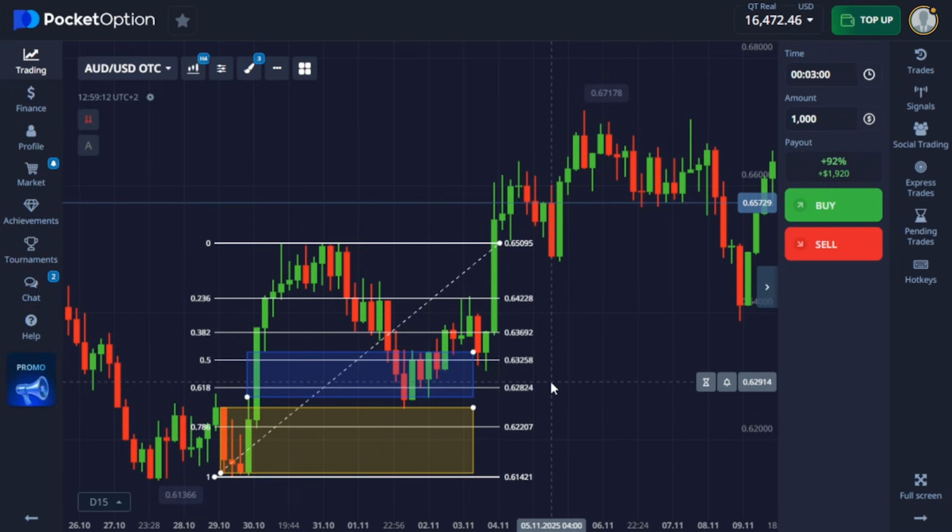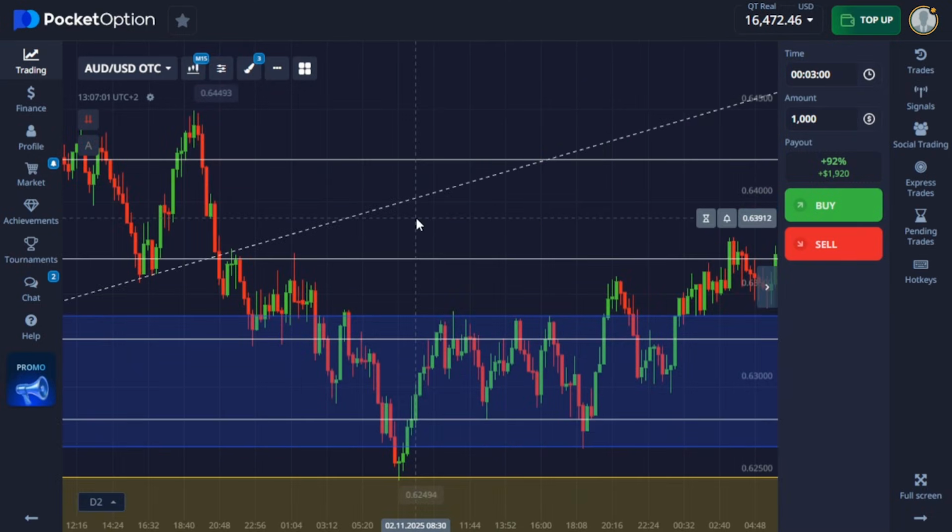The key here is to combine equilibrium with multiple confluences. I mean, in this example, I've just marked out a fair value gap with this blue rectangle. And down here we have an order block that I've marked out with this yellow rectangle. And you'll notice price drops down, fills the fair value gap, and taps into the order block. And that, people, is already 2 confluences.